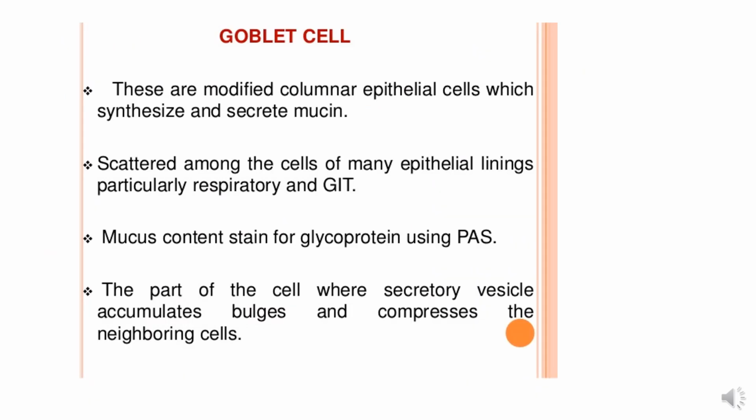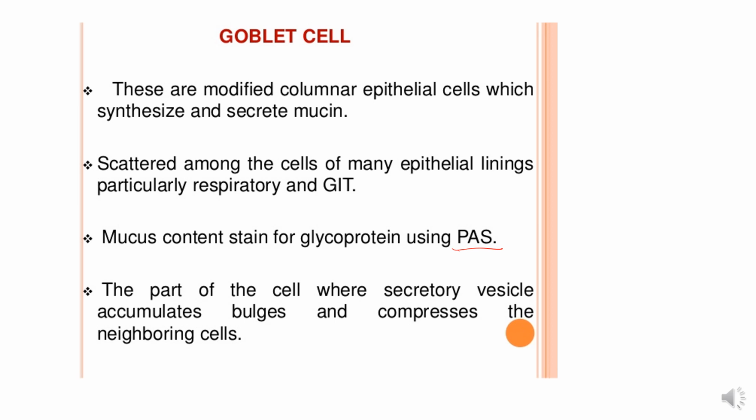Goblet cells are modified columnar epithelial cells which synthesize and secrete mucin, and these are scattered among the cells of many epithelial linings, particularly the GIT and respiratory tract. Now the mucus content does not take the stain of H and E. So a special stain is needed to stain the glycoprotein in the mucus, and this special stain is the periodic acid Schiff stain.